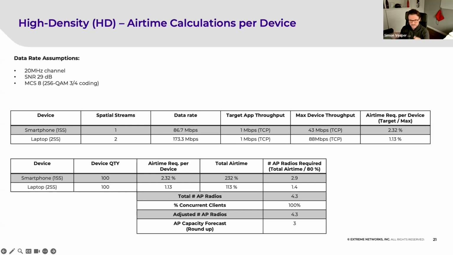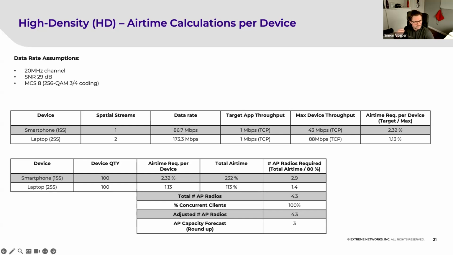We're assuming we're on a 20 megahertz channel here, 29 dB. So all the clients are working at MCS rate 8, 256 QAM, 3/4 coding, right? So we need to have a benchmark standard for the signal to noise and coverage that we're going to supply. So if we look at our single stream smartphone and our 2x2 laptop as examples, right? On the smartphone at those kind of data rates, 86.7 megabits per second.